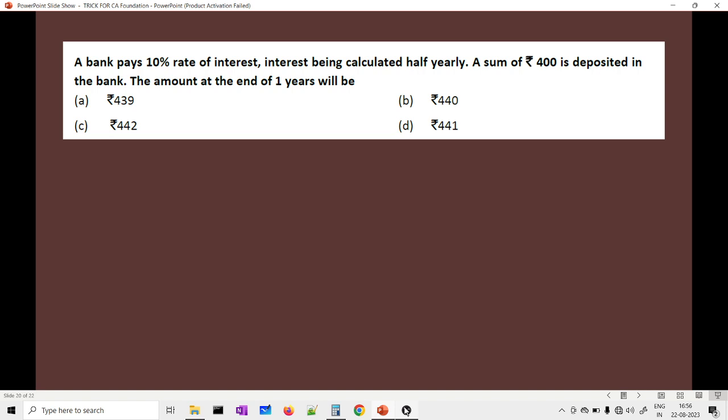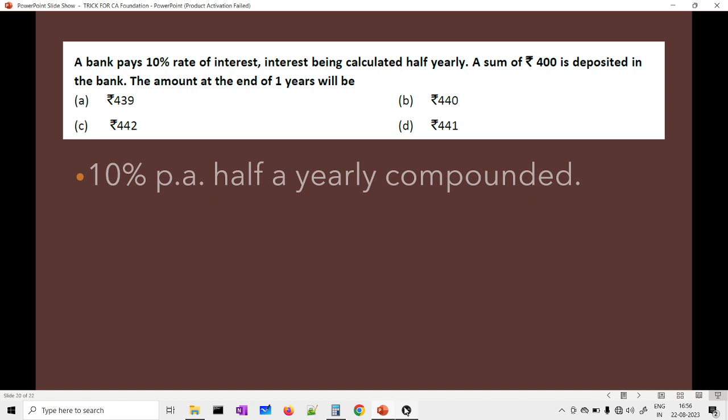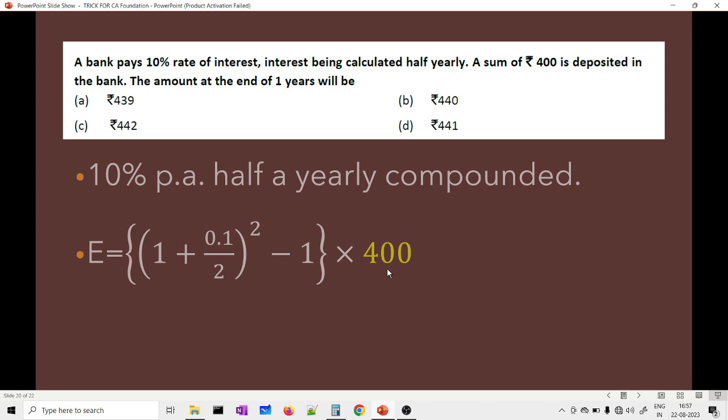In the previous video, we have seen about effective rate. So let's just recap: the most important thing is nothing but 10% compounded half yearly. So if we want to think about the effective rate of interest, the formula goes like this. The only change that I have made over here is this 400. The formula says to keep 100, but since we are depositing 400, if we write 400 over here instead of 100, we will get the interest earned in this process. Right? So how much interest is earned, we can find out in this way.